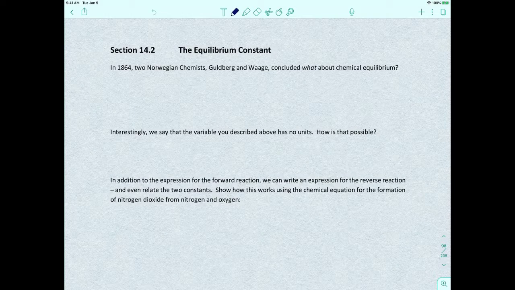All right, so let's explore chemical equilibrium a little bit more. So in 1864, two Norwegian chemists by the name of Goldberg and Waage concluded what about chemical equilibrium? Well, what they said was this.